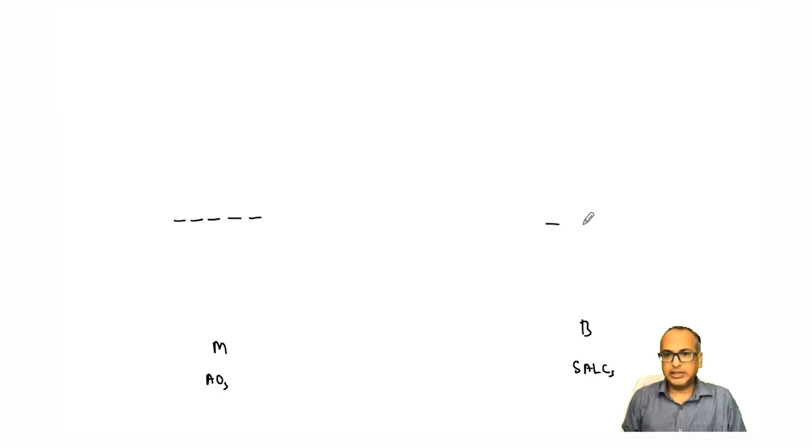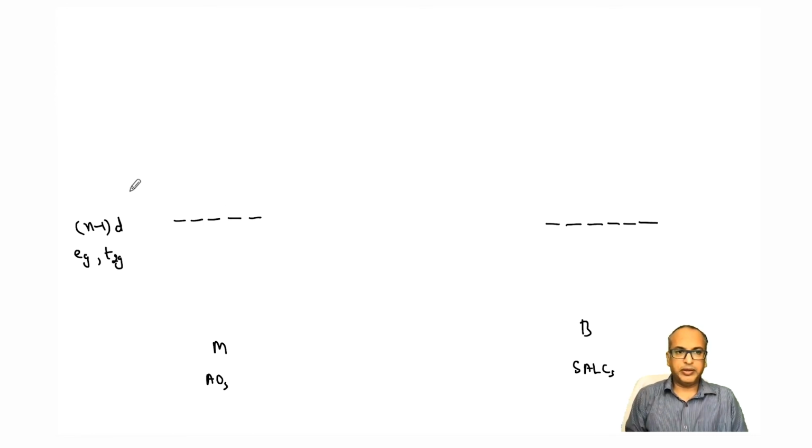So you have 6 SALCs here, and these are n-1 d orbitals, which will have EG set and T2G set. Okay. Then you have S orbital, NS, let's say, which will have A1G symmetry. Then you have 3 p orbitals, NP, which will have T1U symmetry, right?